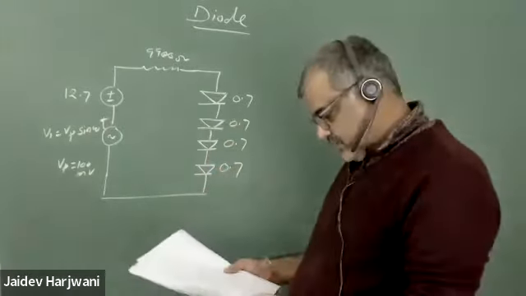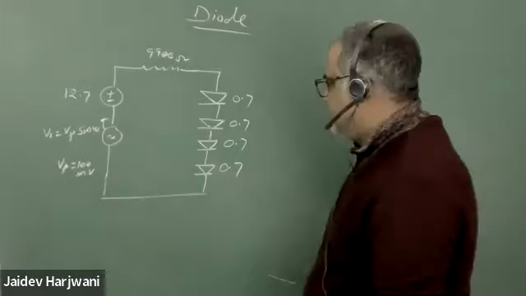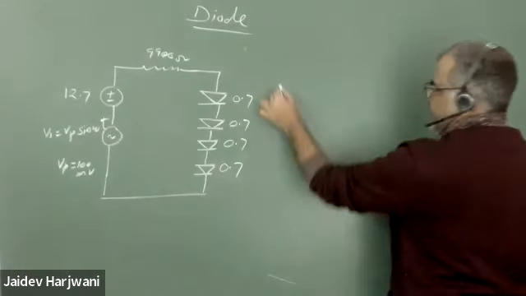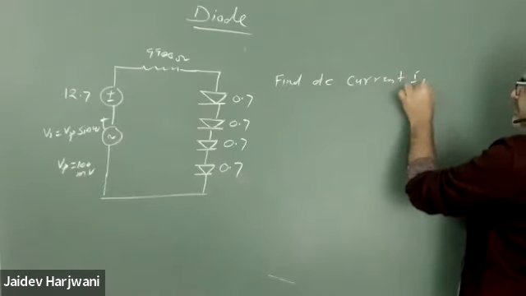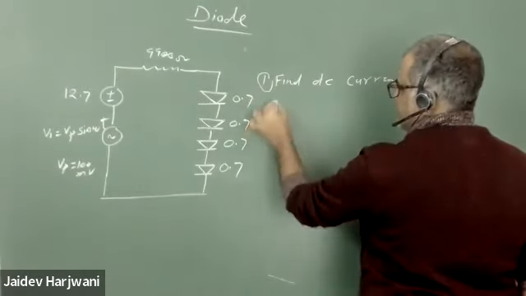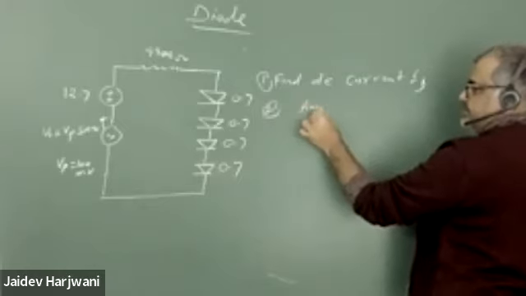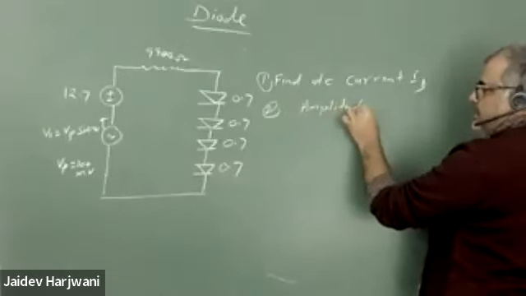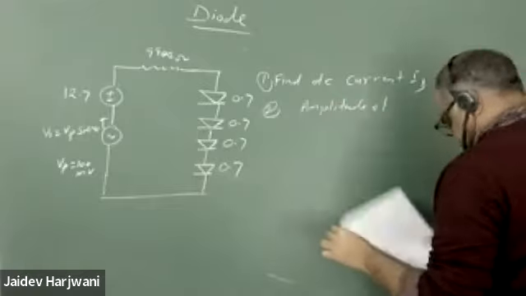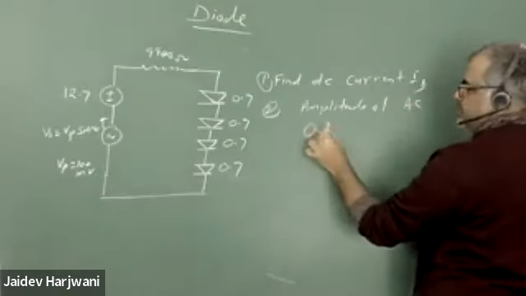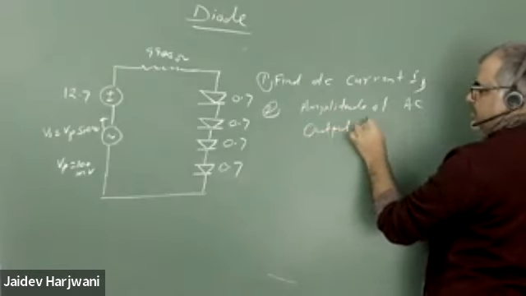Now what they are asking in the question: find the DC current ID, number one question they asked, and number two, they asked the amplitude of the AC output voltage.